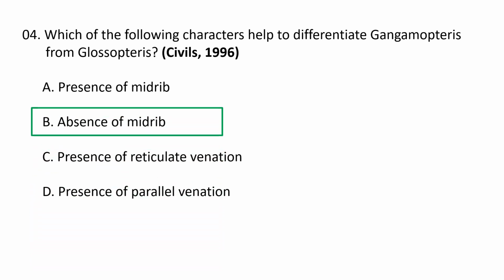Absence of midrib. The main identifying feature of the Glossopteris is the cross connections between the lateral veins. This forms a net venation pattern on the leaf, which is seen in fossil imprints. If a midrib is present, it is classified as a Glossopteris, while if midrib is not present, then it is classified as a Gangamopteris. So midrib is absent in Gangamopteris. So the correct answer is absence of midrib.